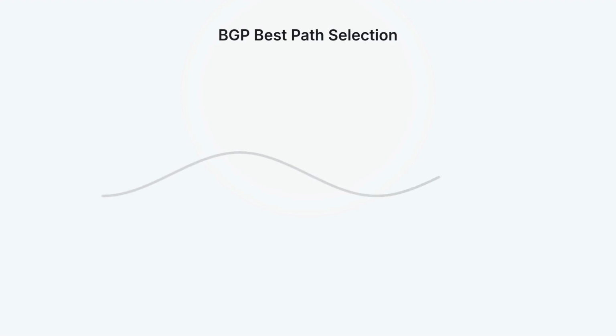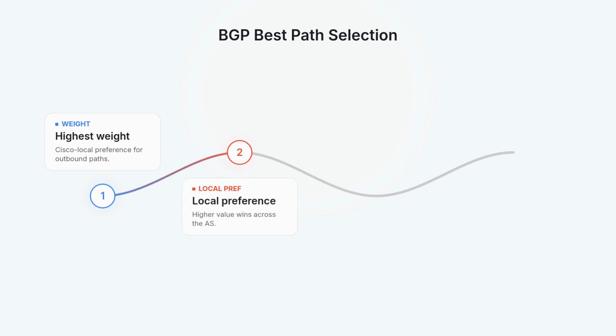Now we get to the heart of BGP. Imagine an enterprise learns the same prefix from two ISPs. The router doesn't just pick one at random, it walks a decision process. First, the route has to be valid, and the next hop has to be reachable. A path with a dead next hop should not win, no matter how attractive its attributes look on paper.